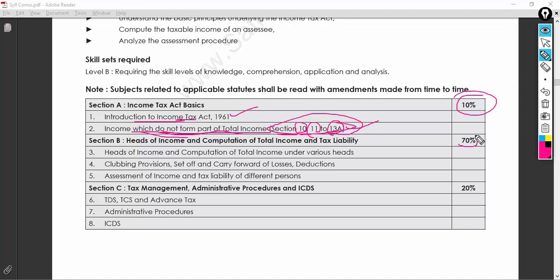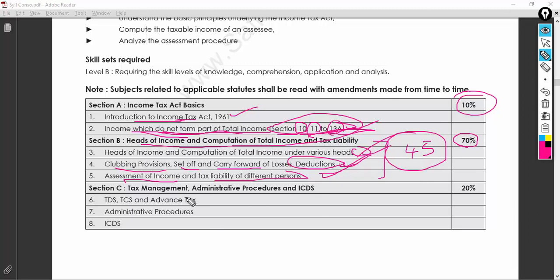So coming to the 70%, which is the heads of income and computation of total income and tax liability, you should know how to arrive at the various heads of income, clubbing of provisions, set off and carry forward of losses, and the deductions. I think the deductions are under section 80, I believe, 80C to 80U is what I remember. Assessment of income and tax liability of different persons can also be understood. Remember, at least you should be getting 45, is what I told, right?